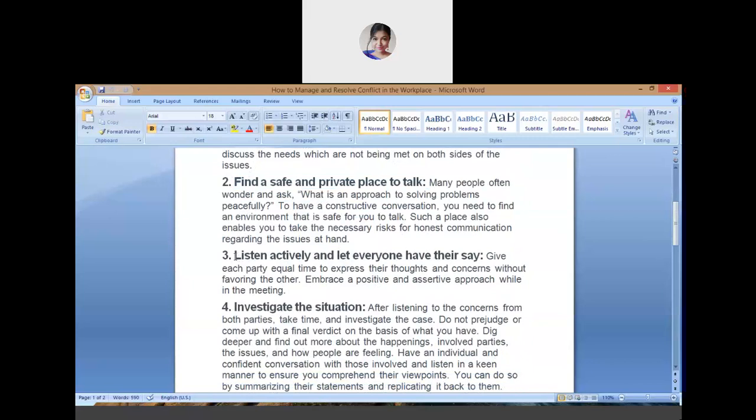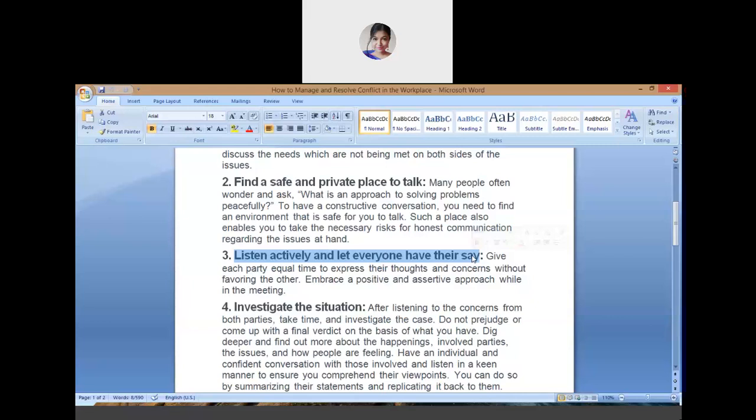Next is listen actively and let everyone have their say. Now, communication is very important to resolve a conflict. If you do not communicate properly, you won't be able to find a solution. You won't be able to resolve the problem or the conflict. So that is why you have to be a good communicator. You must listen to the problem properly. In order to understand the problem, you have to listen carefully and also let everyone share their opinion.